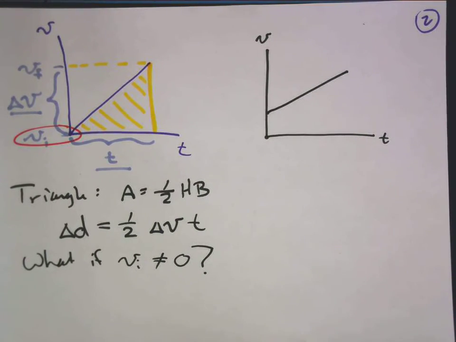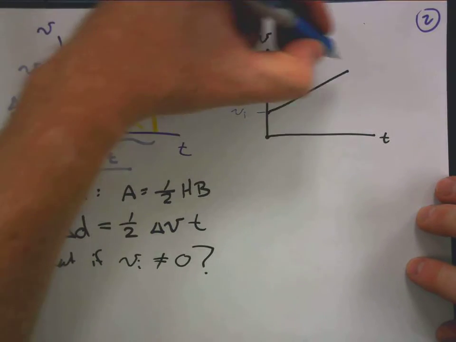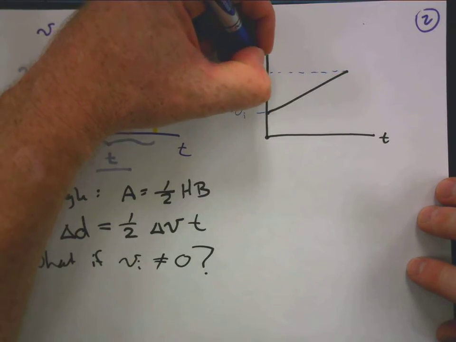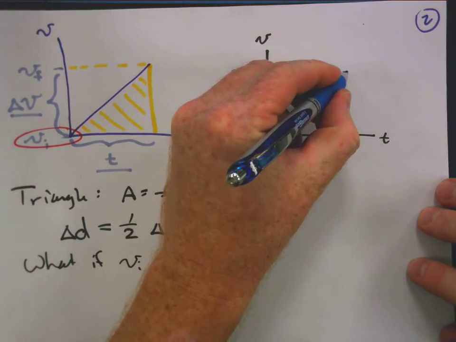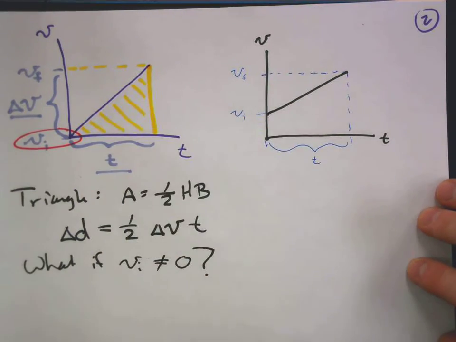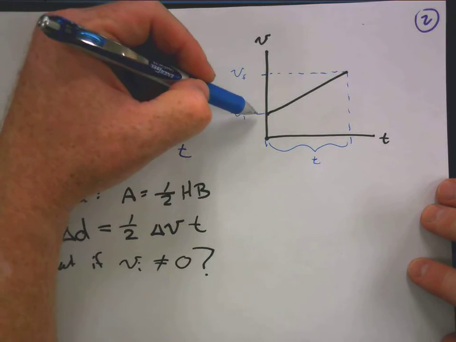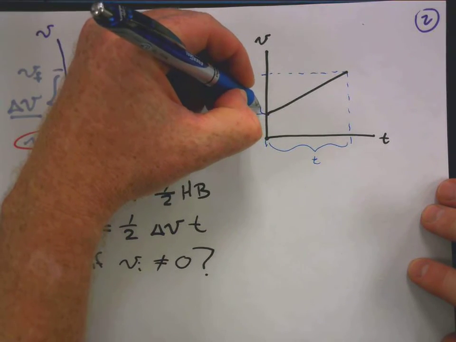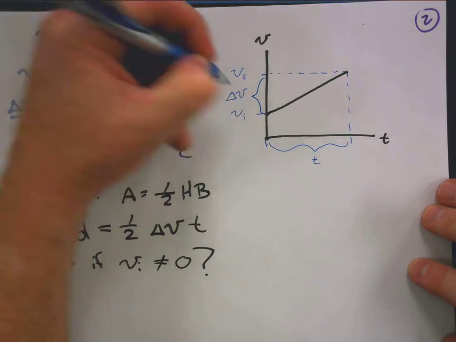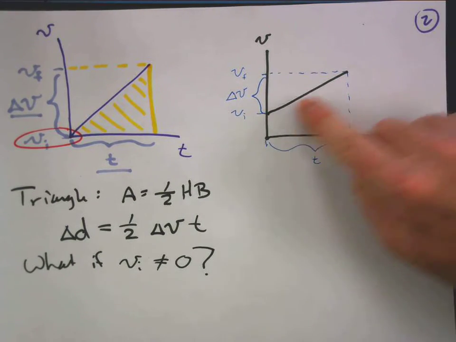So check this out. Now we still have your initial velocity. Do we have a final? Yes, we do. We have our final velocity there. Do we have a time? Yes, we do. From there to there is our time. And do we have a delta V? Sure we do. From initial to final, it's that difference. There's delta V. And our job is to find the area under that line.